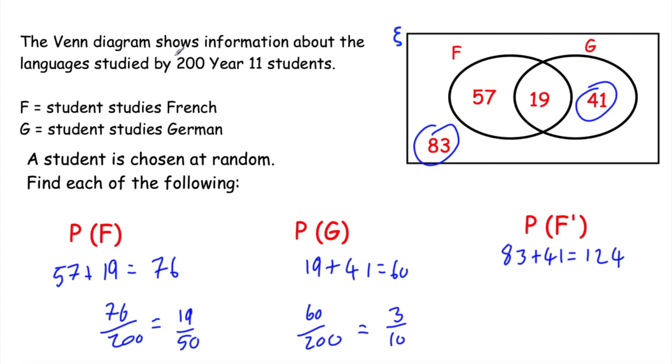And then if we were to pick one of the 200 at random, the probability that they don't study French would be 124 out of 200. And that cancels down to 31/50ths. Now there was a bit of a shortcut there. If we know the probability that they study French was 19/50ths, we could have taken that away from 1 to get 31/50ths to find the probability that they don't study French, because obviously the probability that they study French and don't study French have to add together to be 1. And that's it. Okay, let's have a look at some more parts.